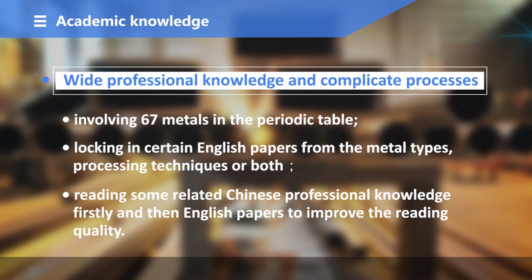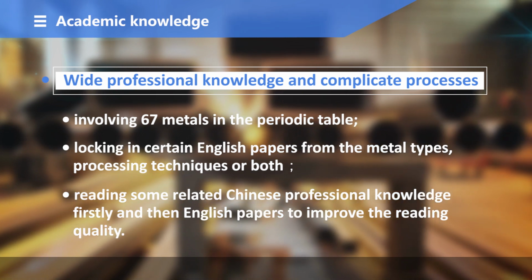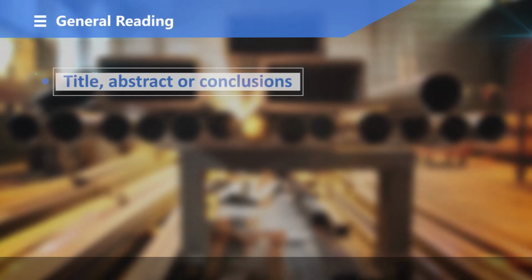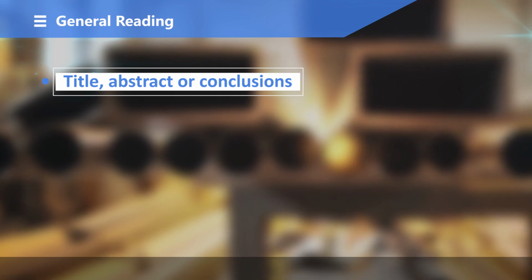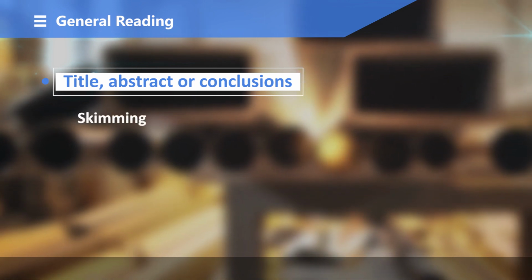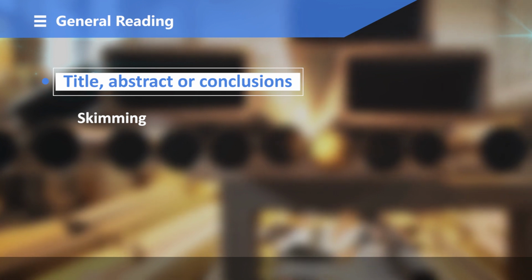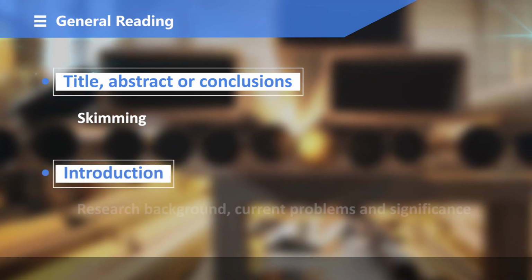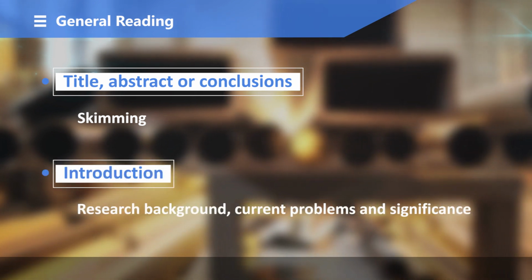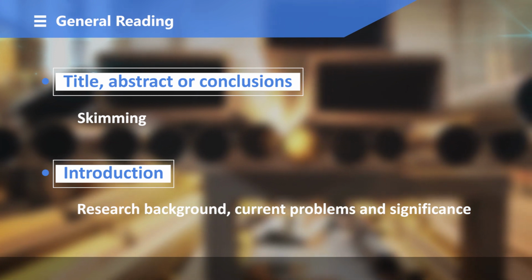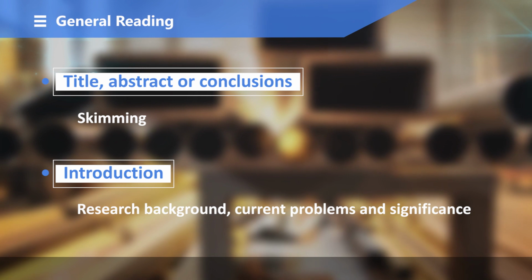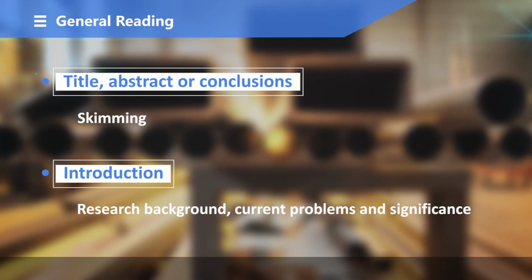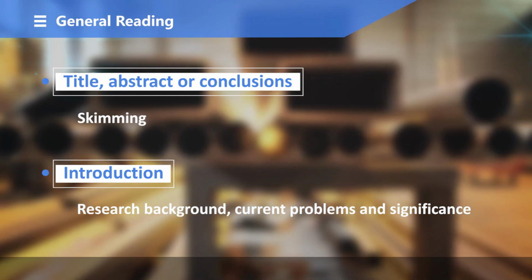Then, for the reading skills, general reading and judgment is required when there are a large number of academic papers for a certain topic. Firstly, by reading the title, abstract, or conclusions of a paper, we should know whether the topic and the results are useful for us, and determine skimming, intensively reading, or giving up on it. Introduction is the first part of the paper text, where the research background, current problems, and significance, etc. are introduced. We should know and grasp the international present situation of development of the research field.